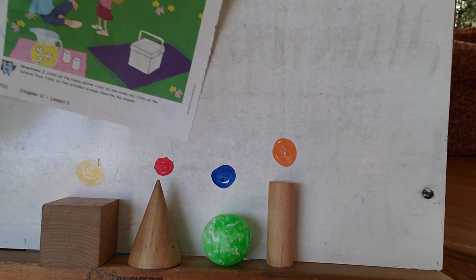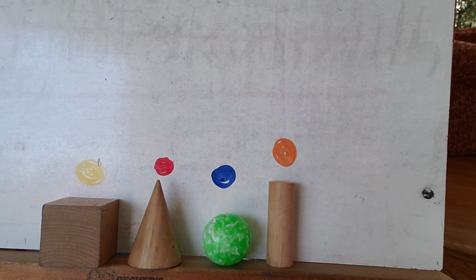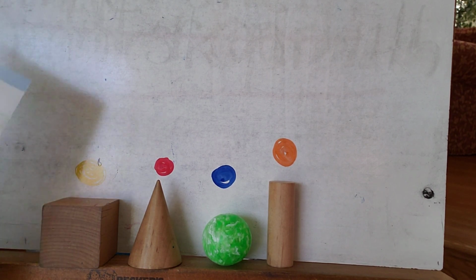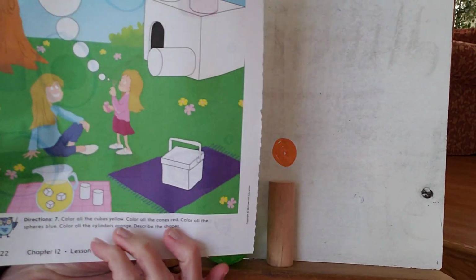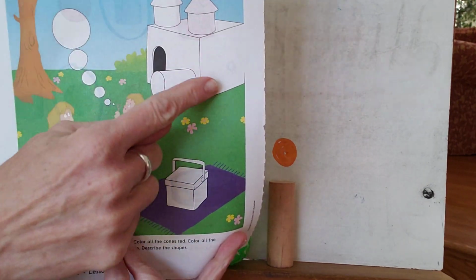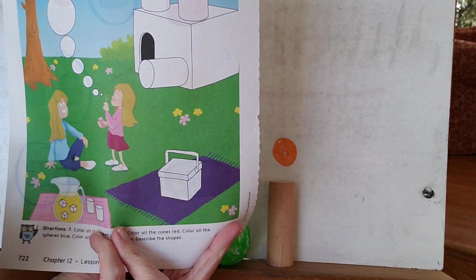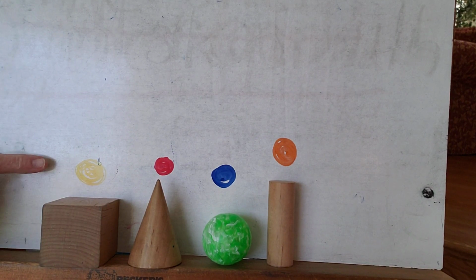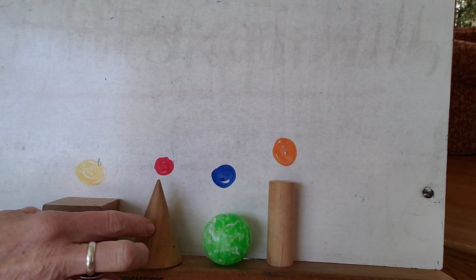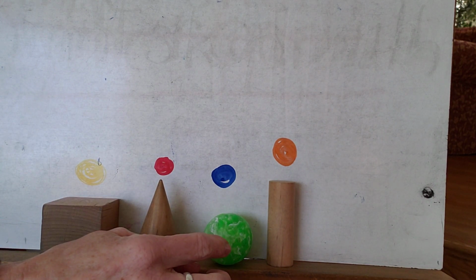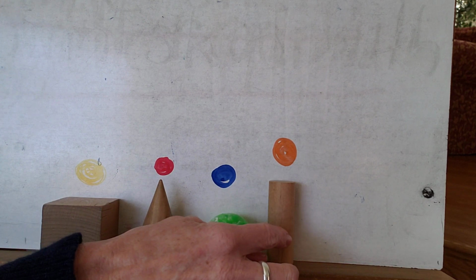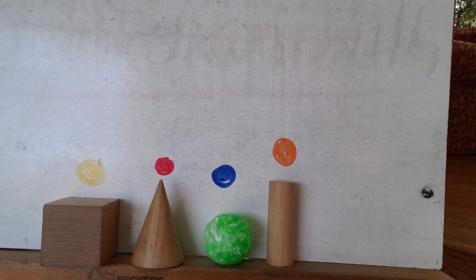So you may look at your paper. I'm going to do mine while you're doing yours so you can check it in just a minute. But you're going to look at this page right here, okay? And you're going to look at all the parts that are white. If it's a cube, you're going to color it yellow. If it's a cone, you're going to color it red. If it's a sphere, you're going to color it blue. And if it's a cylinder, you're going to color it orange, okay?